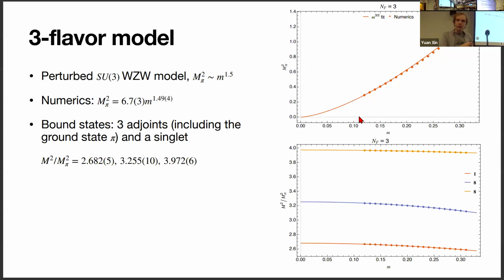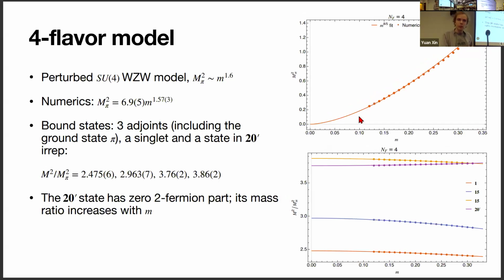So finally, we move to the four-flavor model. This is perturbed SU(4) WZW. Once again, we only know the scaling, which is quite well reproduced by the numerics. And as for the state content, there are again 3 adjoint states, including the ground state, a singlet state, and besides that, there is a quite peculiar state in the 20 prime representation of SU(4).